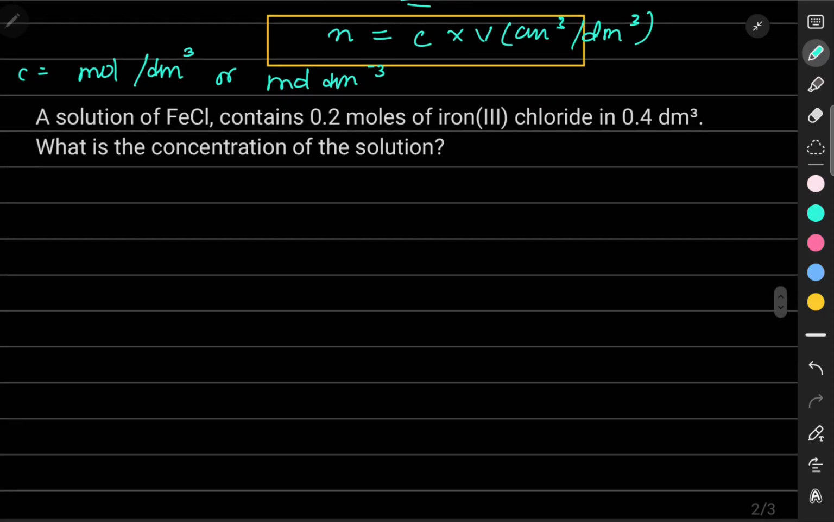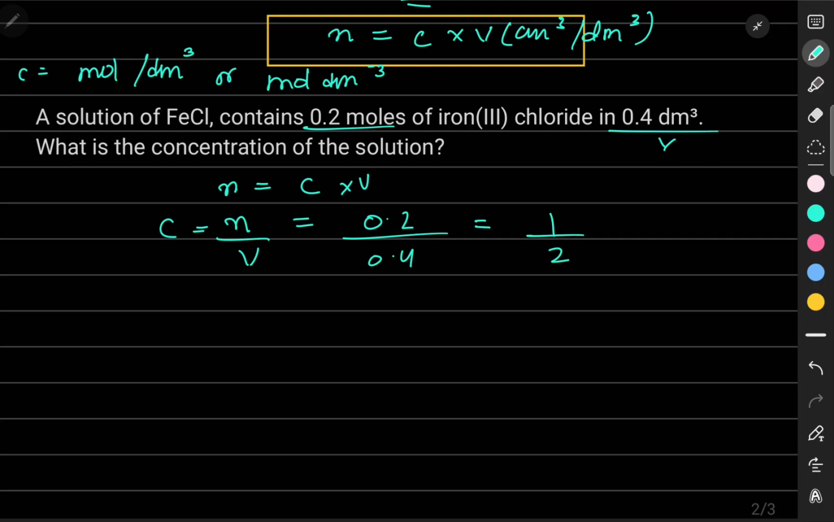A solution of FeCl3 contains 0.2 moles of iron(III) chloride in 0.4 dm cube. That's the volume. What is the concentration? So we have the moles and we need to rearrange the equation. We have the moles, we want the concentration, so this goes here, and that gives you this. 0.2 divided by 0.4 is going to give you 1/2, and that's mole per dm cube.